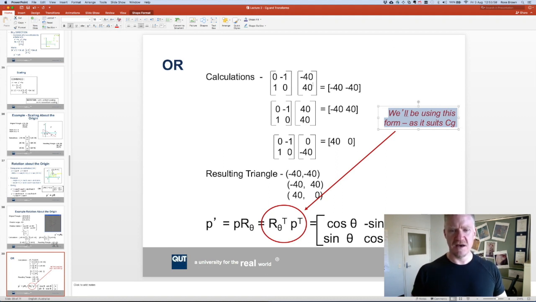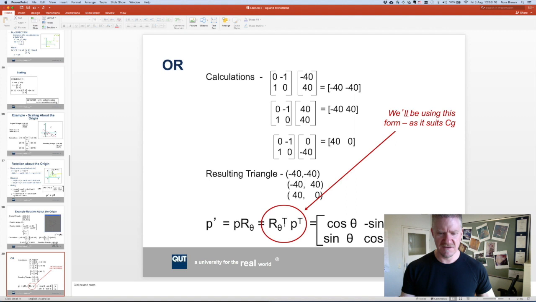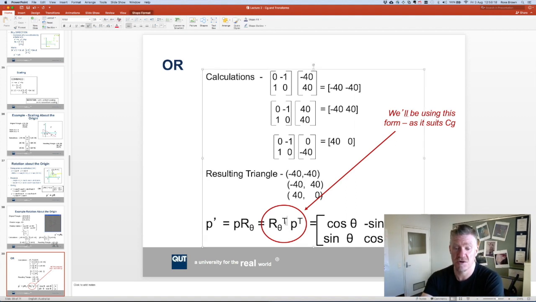So in the end, it is that row of the matrix times the column vector, whereas before we had a row vector for the point times the matrix, and it'd be row times column. So when you look in the shaders, you'll see that it tends to be the transform times the point in this order, and this is how it works in CG.